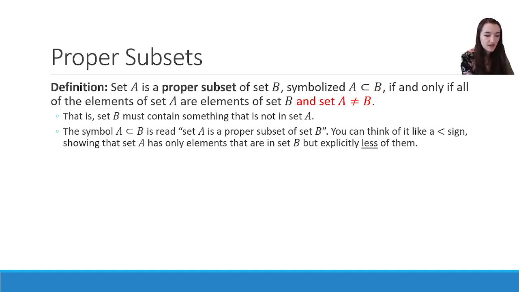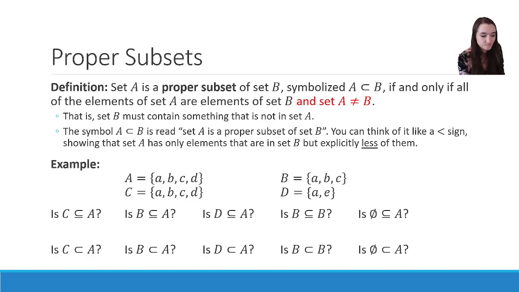So this is read as set A is a proper subset of set B. Again, you can think of it as just like a less than sign, showing that set A has only elements that are in set B, but explicitly less of them. So here, you have four sets of letter elements, and we want to know which ones are subsets, and which ones are proper subsets of each other.